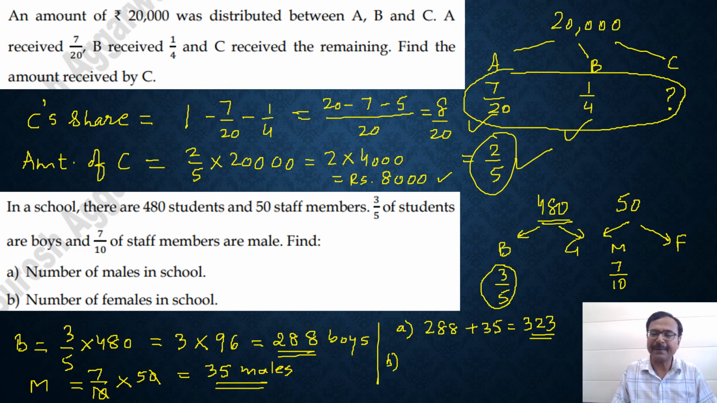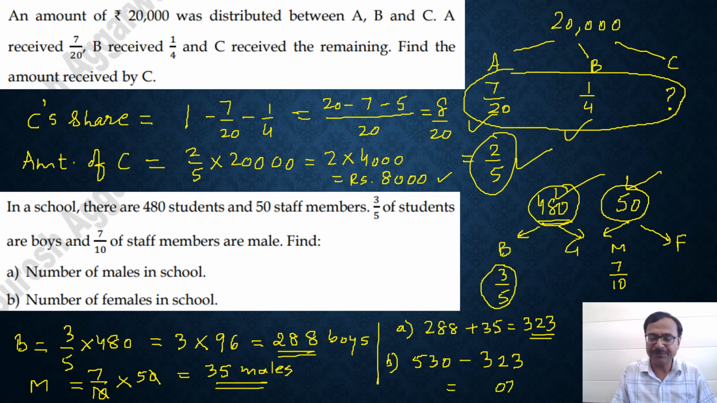What about the second part? Number of females. The total number of students and the total number of staff members, 480 plus 50, is 530. And out of that, you take out the 323 males. So whatever you get here will give you the number of females in the school, and that is 207. That is the second type of question.